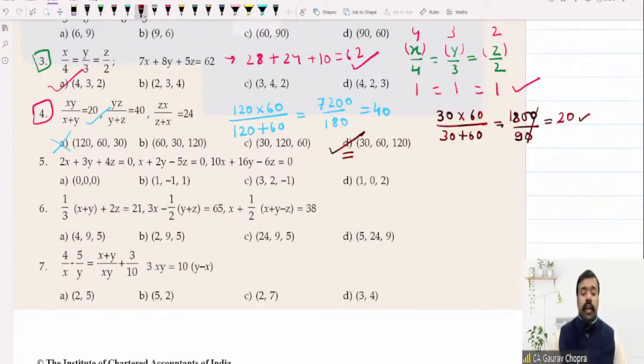Similarly, we can check with Y and Z also. For Y and Z, we have to take 60 and 120, and we have already done the calculation with 60 and 120. It is giving 40. So 40 is also getting matched. Hence, option number D is correct. Great.